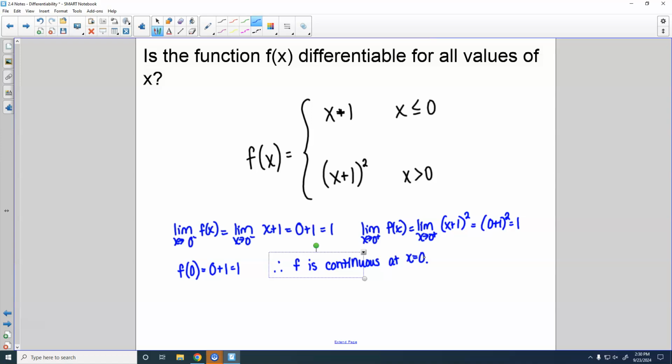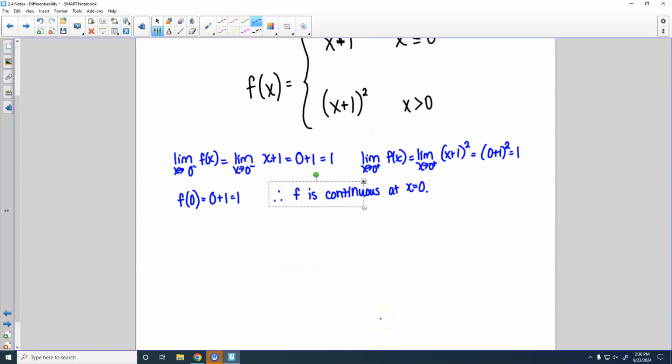So if you get a no right here, if you get that it's not continuous, therefore it's not differentiable, you could stop on that. But this one is continuous, so we need to go further. So we need the derivative from the left and the derivative from the right at this point. I think it is a little bit easier to use the x approaches a equation for this, so that's what I'm going to use, but you could use the other if you want.